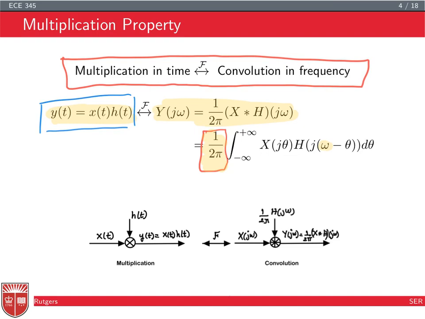These two properties are summarized in these two graphs. Multiplication in the time domain is equivalent to convolution in the frequency domain, and again you have the factor 1 over 2 pi that is important, and do not forget it.